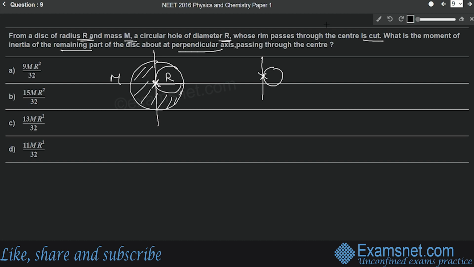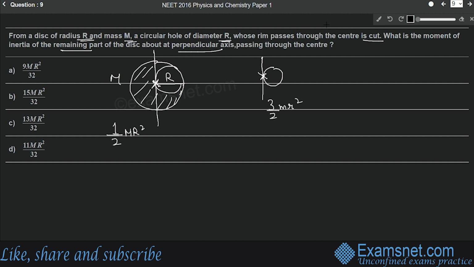Okay. So what is the moment of inertia of the main disk about a perpendicular axis passing through the center? That is given by the formula half MR square. Okay. But in the case of the removed part, we have to find the moment of inertia about one of the tangents that is perpendicular to the plane of the disk. Okay, so that is given by 3 by 2 MR square.